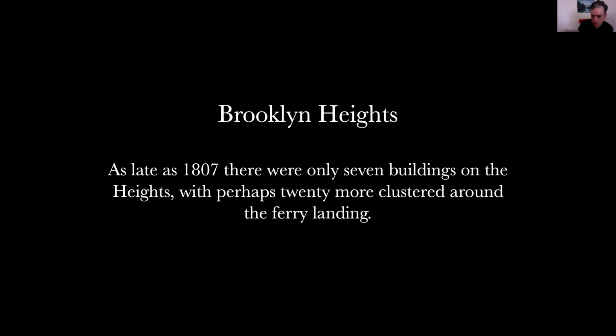And you can see here that in 1807, which you'll remember was the year that the Commissioner's Plan legislation started for Manhattan, at that point, Brooklyn Heights was still farmland. And all of that was about to change dramatically.